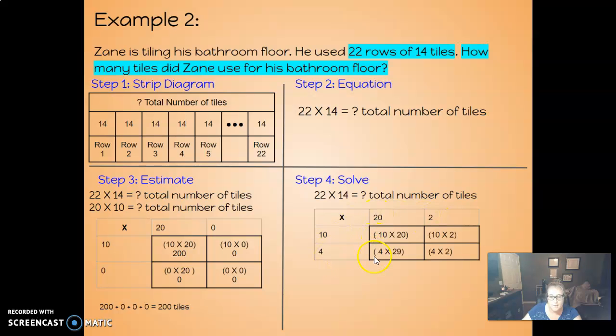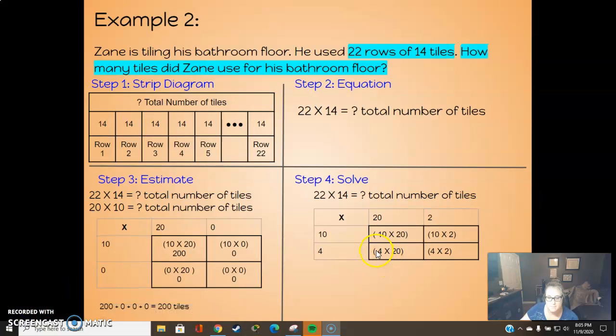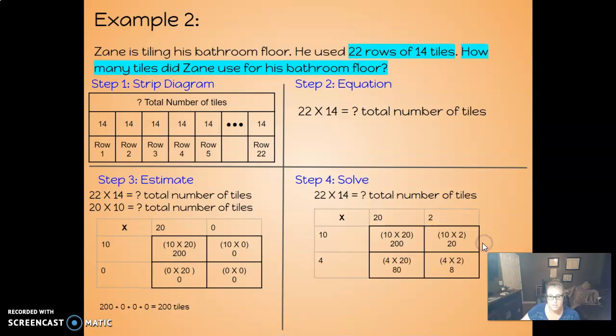Again, I'm going to write in the problems I'm actually trying to solve for. In this box, it's going to be 10 times 20. This box is going to be 10 times 2. This box, oh, I made a mistake, this box is going to be 4 times 20. And finally, this box is going to be 4 times 2. Now, after I've written down my problems, I'm actually going to solve for them.